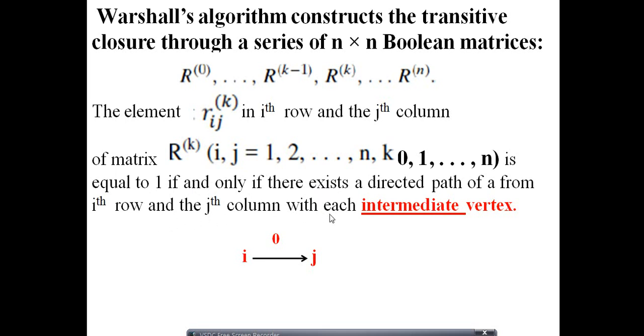Our aim is to find the ith row and jth column entry with each intermediate vertex. See here, I to j there is no path. Assume I to j there is no path, but we can get the path via an intermediate vertex. I to k there is a path, and k to j there is a path. So we can travel like this. Instead of traveling I to j directly where there is no path, we have to travel via an intermediate vertex. That is our aim in Warshall's algorithm. Okay.